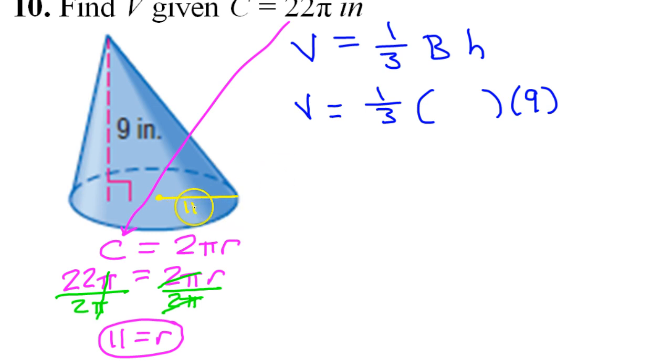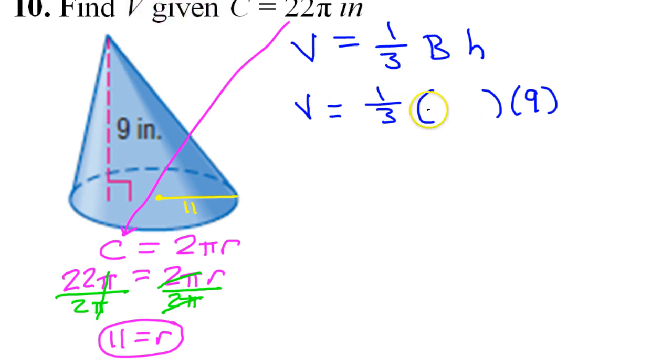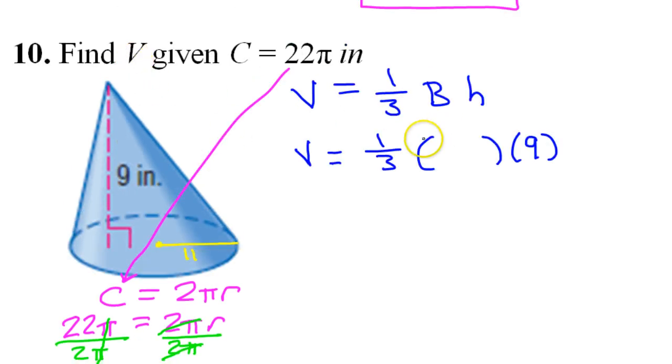Well, if they had given us that from the beginning, we could have just done the problem. So now that we have it, we can get back to work. So we were trying to find the volume, all right? That's what we're supposed to find. So we needed 1/3 area of the base times the height. We're missing the area of the base. So now that we have the radius, we can find the area of the base.